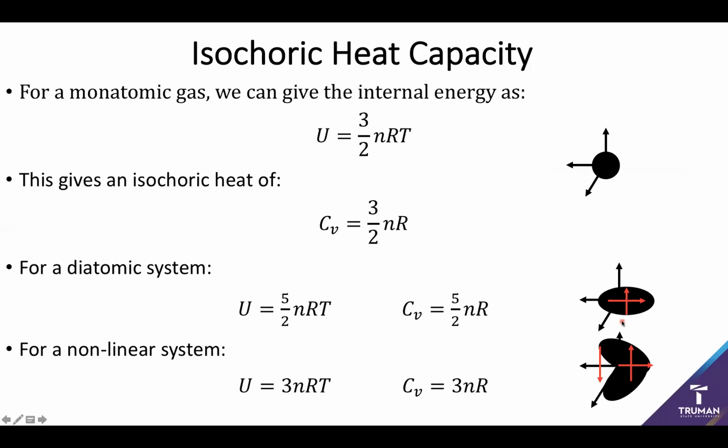We have our 3 translational motions and then our 3 rotationals, where I can rotate about the y-axis, the x-axis, and the z-axis. So when we do this, we can take our first derivative and get a heat capacity of 3 nR. So it is worth noting that sometimes this system will break down a bit and we have to go to the more general form.